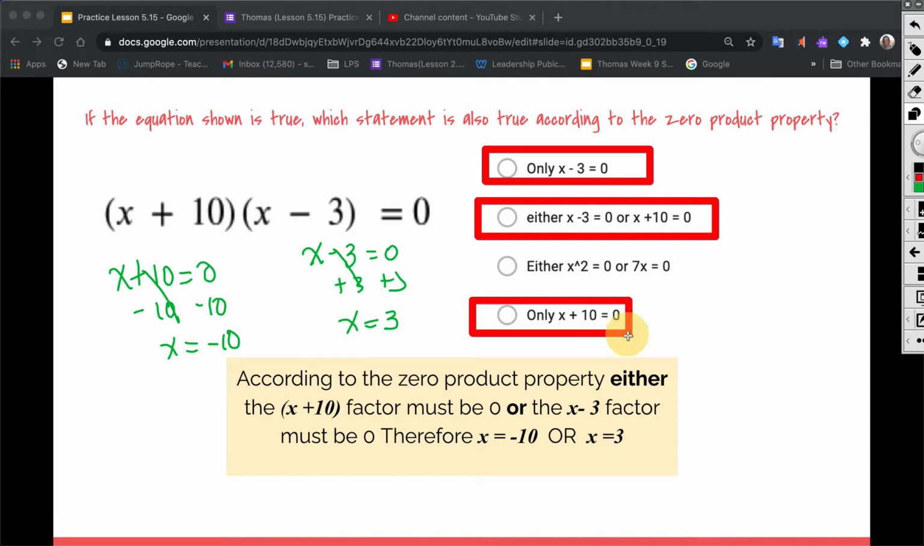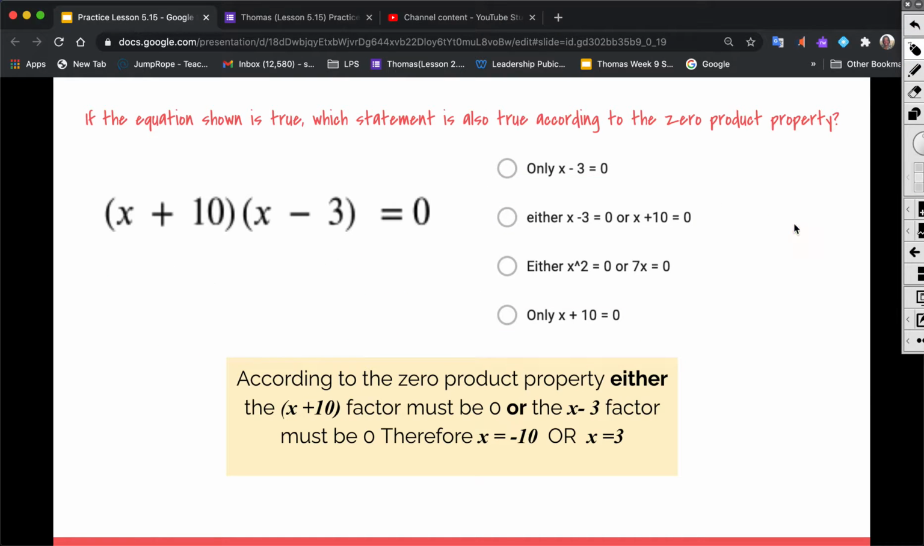Or we could also say only x plus 10 is equal to 0, right? So when we think about it, only x minus 3 is equal to 0. That is possible. That could be true, because if this is 0, then our product is going to be 0. Either x minus 3 or x plus 10 is equal to 0. So any one of the two factors could make the product 0.